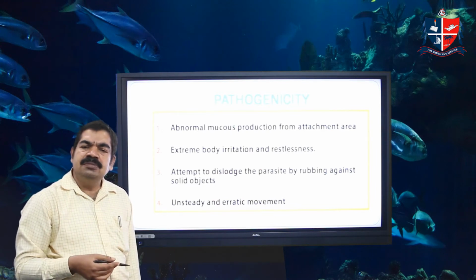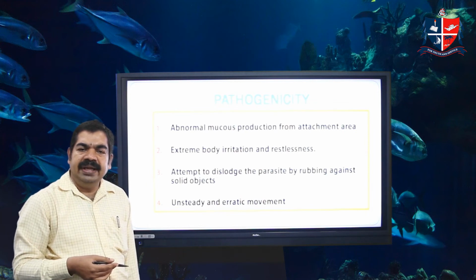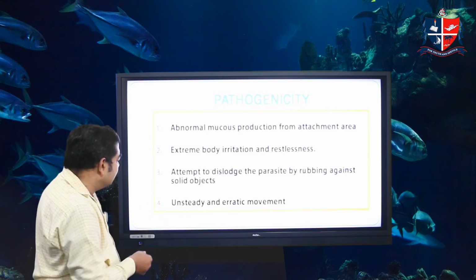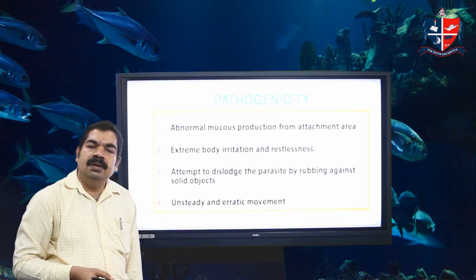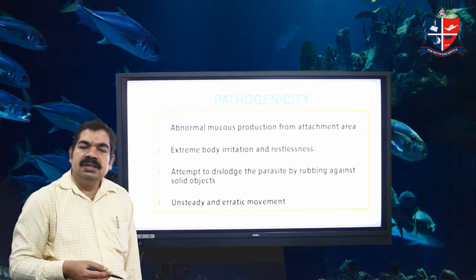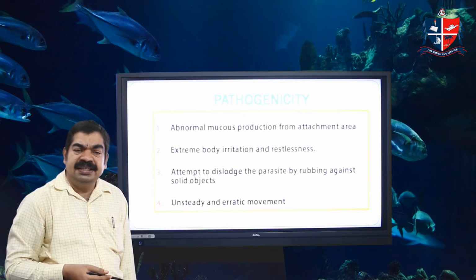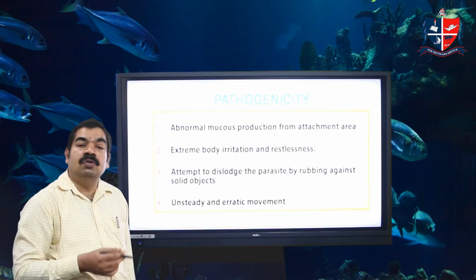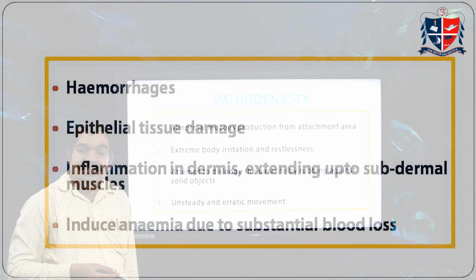The fish will attempt to dislodge the parasite. So that is also a pathogenicity symptom shown by the fish. The last one, unsteady and erratic movement. Due to the attachment of the parasite, due to the extreme body irritation, the fish movement will not be steady. The fish shows unsteady and erratic high-speed movement due to the parasite attachments.